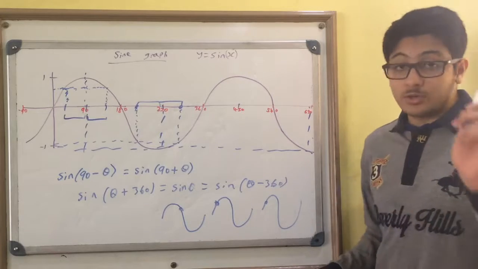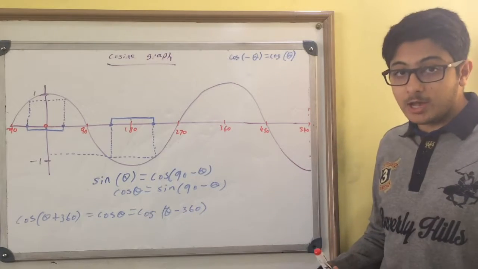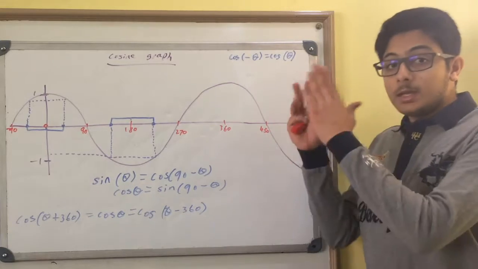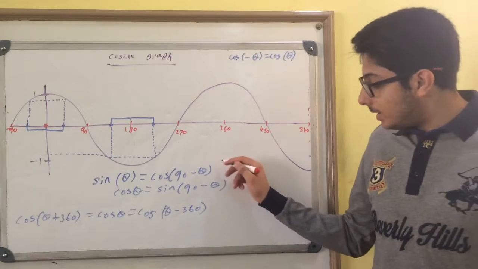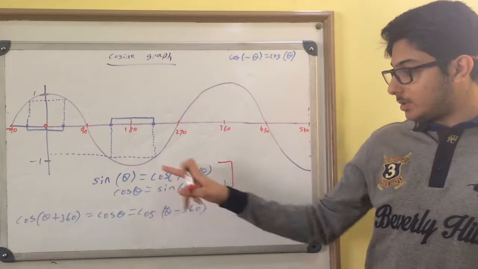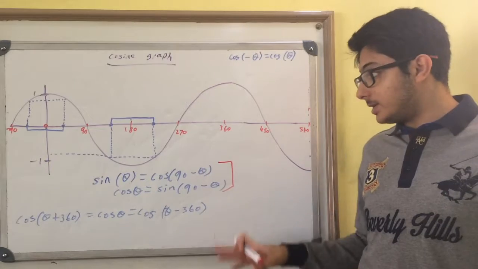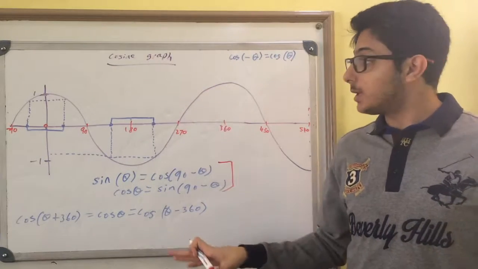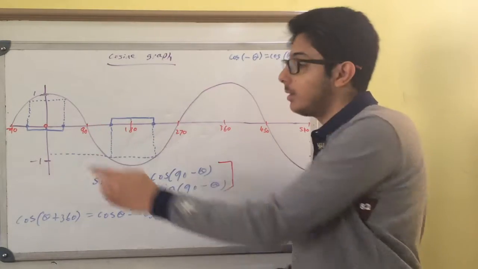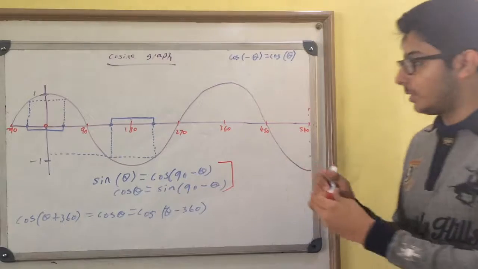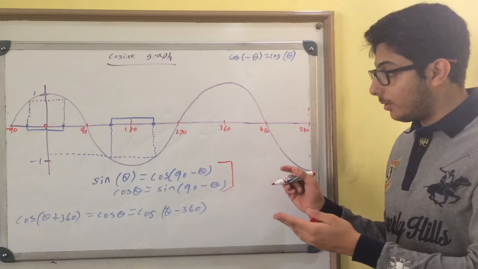So, let's move on to the cosine graph. The cosine graph is basically exactly the same as the sine graph, but translated by 90 units to the left. That's why we get these identities. Sine theta is cosine of 90 minus theta, and cosine theta is the same as sine of 90 minus theta. Because the cosine graph is exactly the same as the sine graph, but translated 90 degrees to the left. Same as the sine graph, it is periodic.